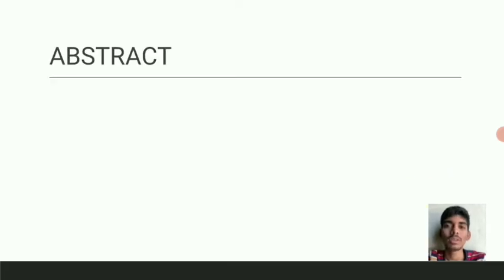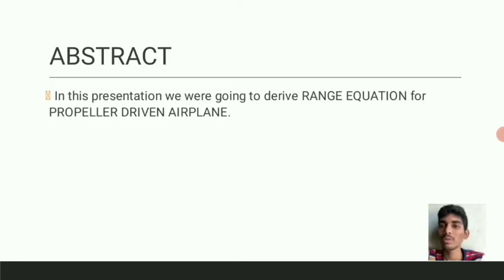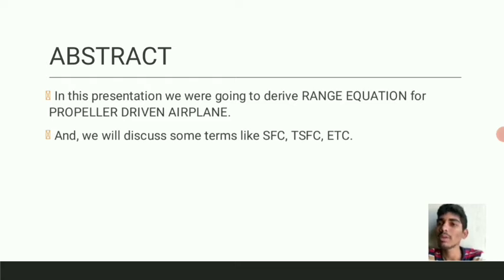Next, abstract of my presentation. In this presentation, we are going to derive the range equation for propeller driven airplane, and we will discuss some terms related to this presentation: SFC, which is specific fuel consumption, and TSFC, which is thrust specific fuel consumption. Propeller driven aeroplanes come across the term SFC. For jet propelled engines, we come across the term thrust specific fuel consumption.